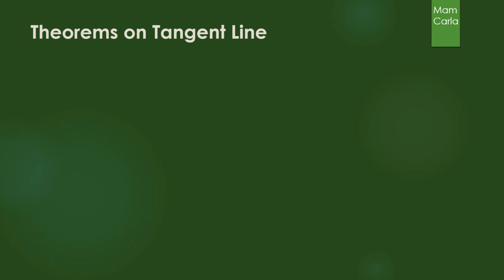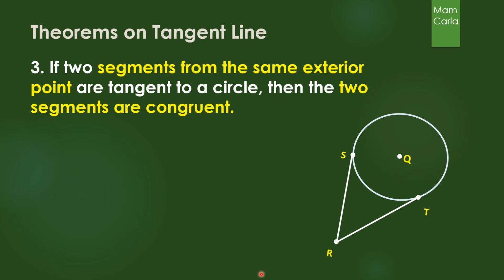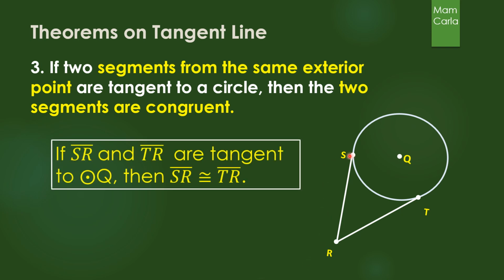Let us deal with theorem number 3. If two segments from the same exterior point are tangent to a circle, then the two segments are congruent. So given this figure, we say if SR and TR are tangent to circle Q, then we can say that SR and TR are congruent with each other.